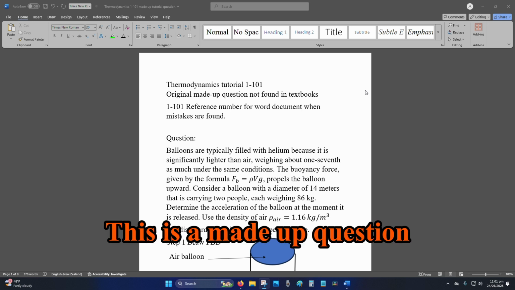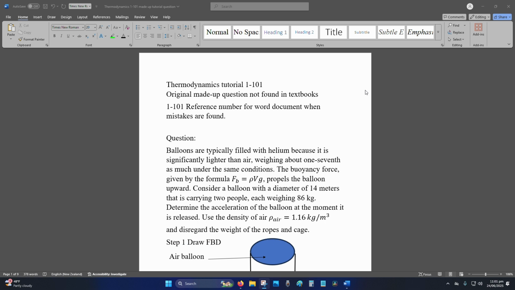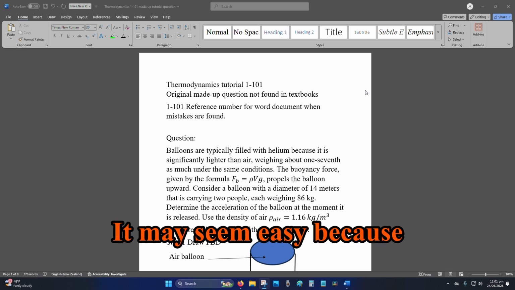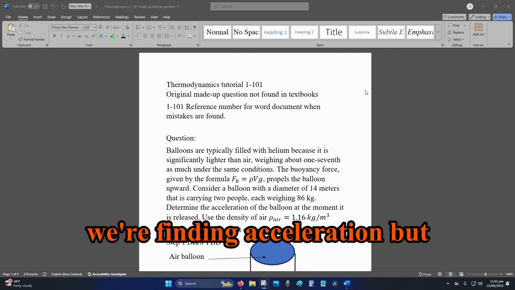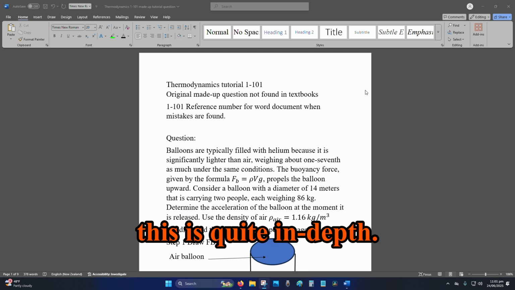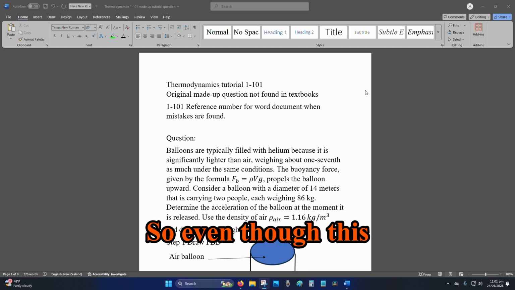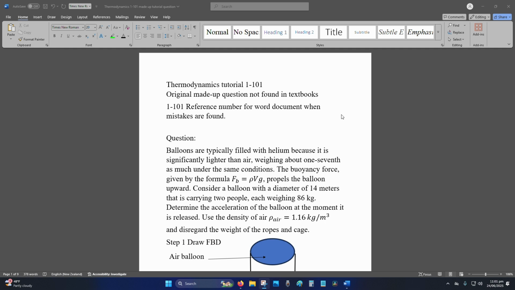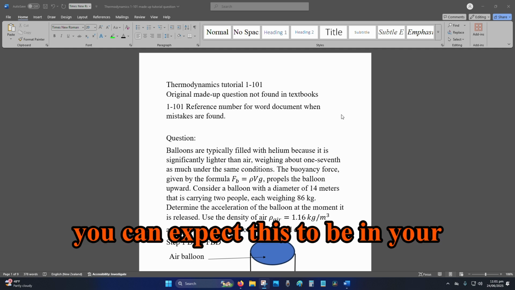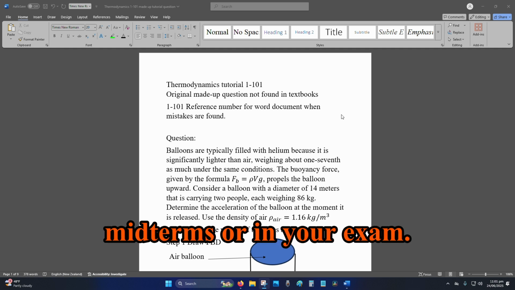This is a made-up question not found in your textbooks. It may seem easy because we're finding acceleration, but this is quite in-depth. So even though this is a made-up question, you can expect this to be in your midterms or in your exam.